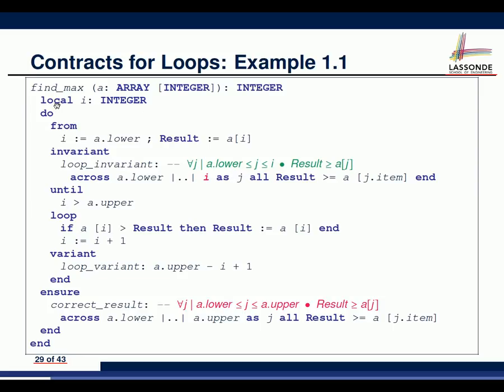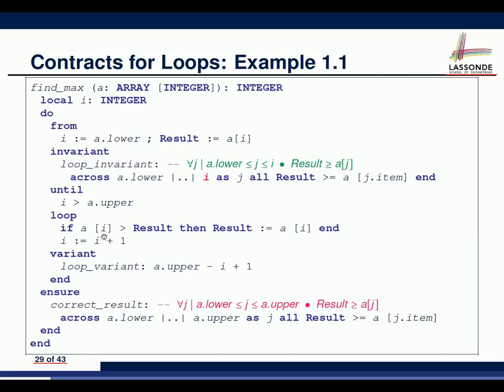And then we declare a local variable i for the loop counter. Then we initialize i to be a.lower, and the result, the maximum, should be initialized to be a at position a.lower, basically. And then we have a loop invariant, which we'll consider in just a moment more closely. Also, we have an exit condition to say as soon as i is strictly larger than a.upper, we're going to exit from the loop.